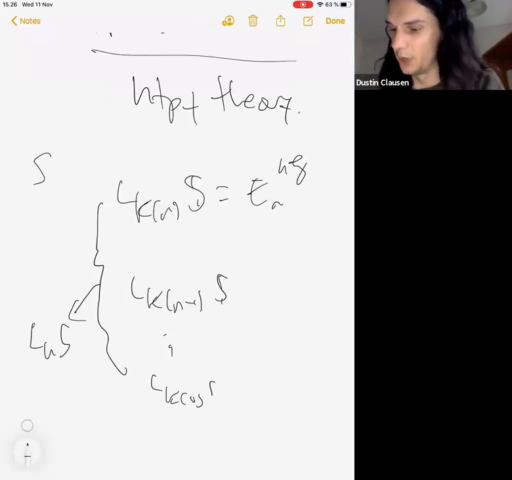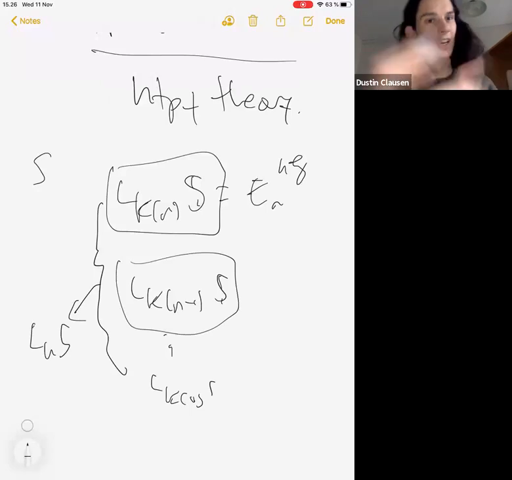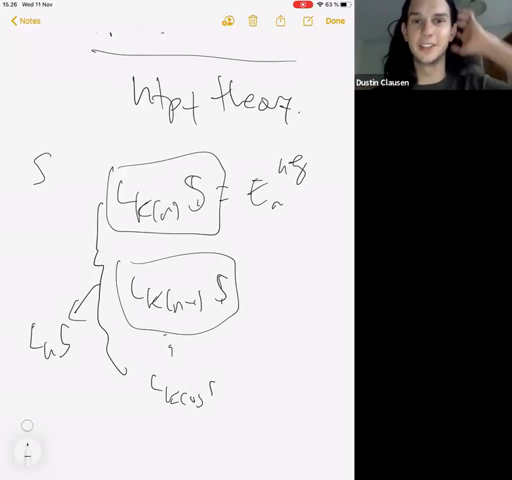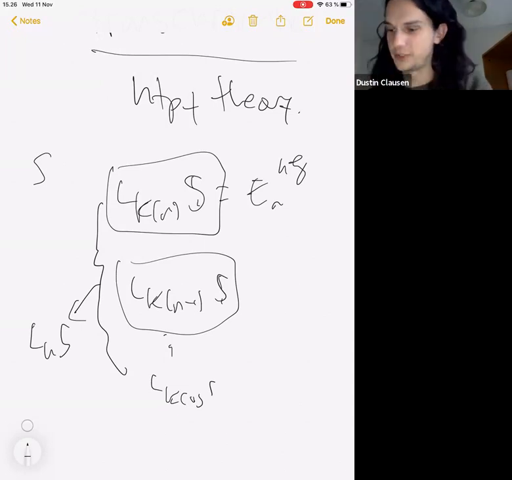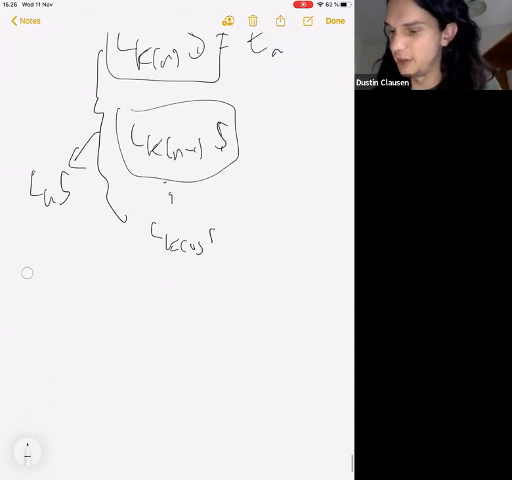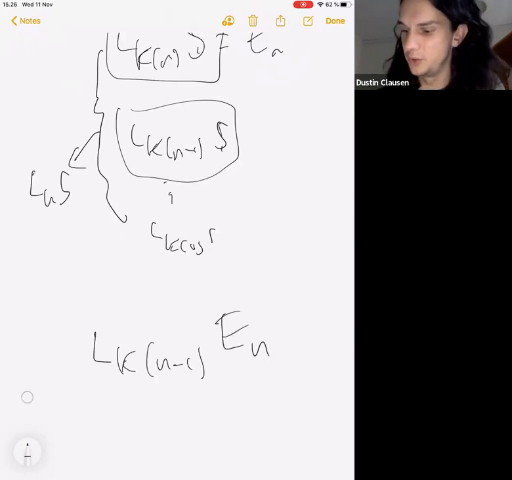But if you want to know how they build up, then you're asking about interactions between height n phenomena and height n-1 phenomena. And that's a very subtle thing, and that's what transchromatic homotopy theory is about. So there you study things like LKn-1 of Morava En, or even LKn-2, or you even have to get into things like this.